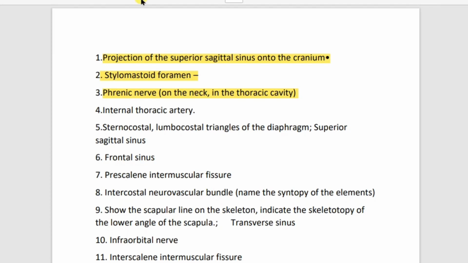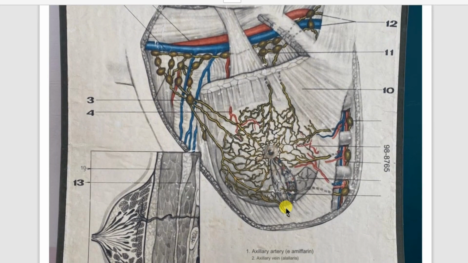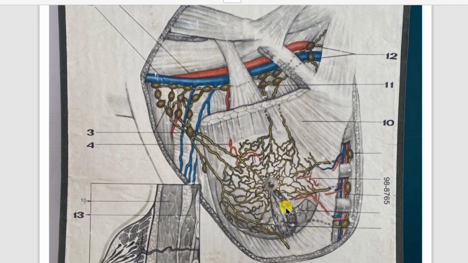Next we have to find the internal thoracic artery. The region for this internal thoracic artery will be the thoracic region, right? Here you can see the internal thoracic artery, this one in red color. This is your internal thoracic artery. What is the peculiarity of this artery, what does it originate from? It actually originates from the subclavian artery.